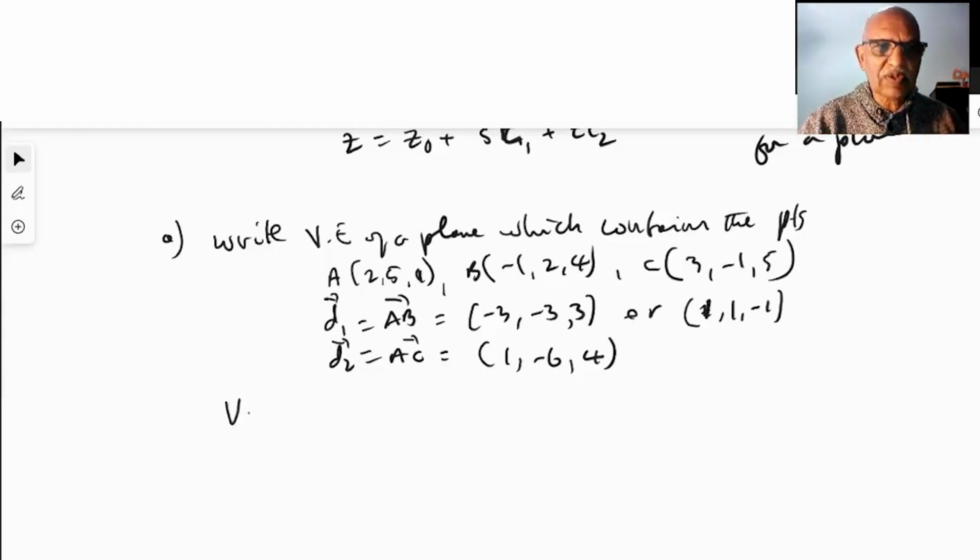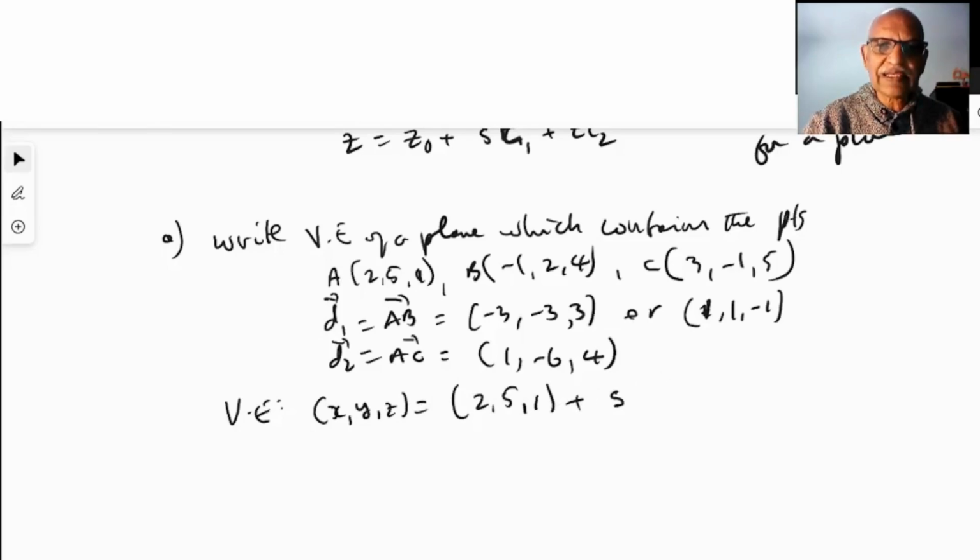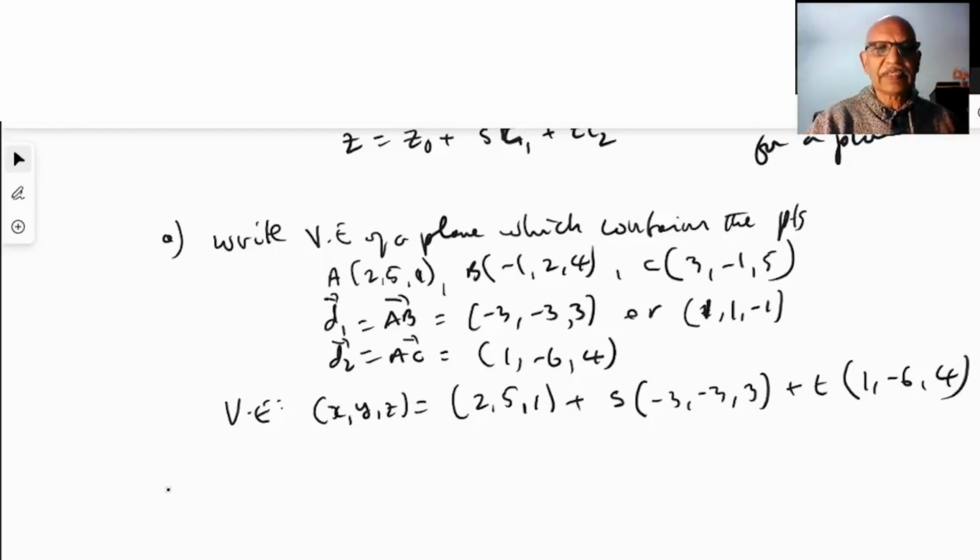So for the vector equation, I take a point. Which point do I take? I take any one of the 3 points. It doesn't matter which one we take. (x, y, z) equals (2, 5, 1) plus s times the first direction vector, which is (-3, -3, 3), or I can take (1, 1, -1), it doesn't matter, plus t(1, -6, 4). This is a vector equation.